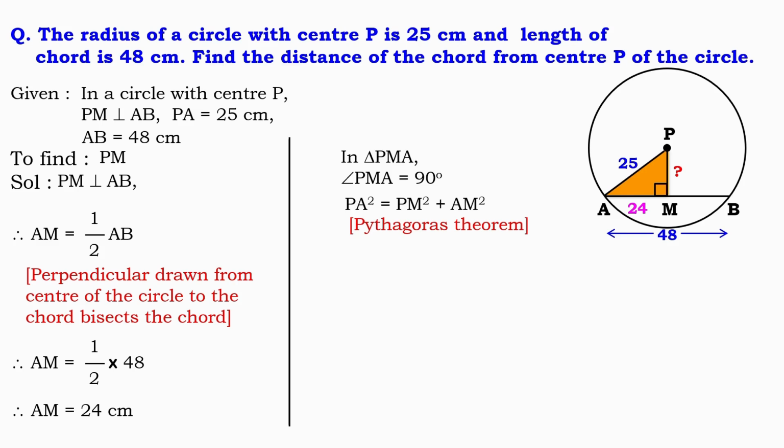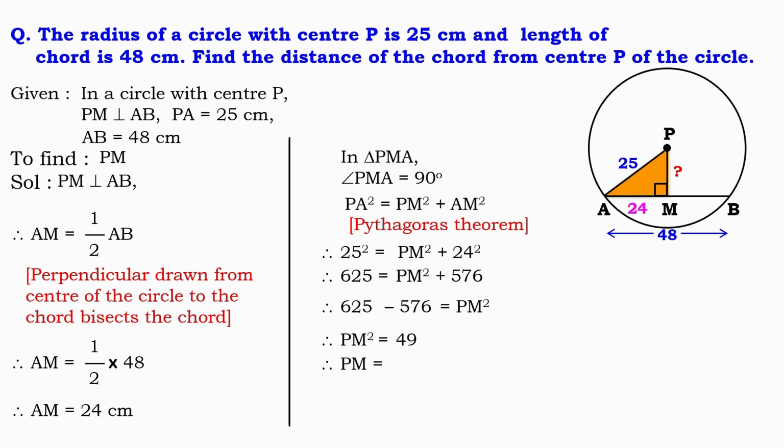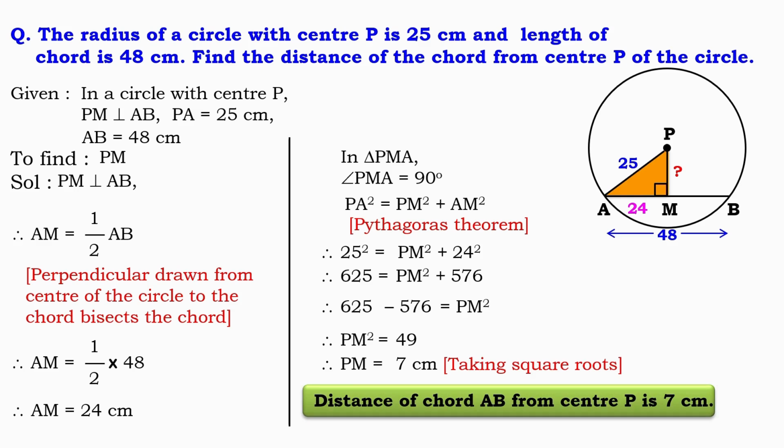Now we will also mention which theorem we have applied, that is the Pythagoras theorem. So 25 square equal to PM square plus 24 square. So PM square will be equal to 625 minus 576, that is equal to 49. So PM will be square root of 49, that is 7 centimeter. Okay, so the final answer is: distance of chord AB from center P is 7 centimeter.